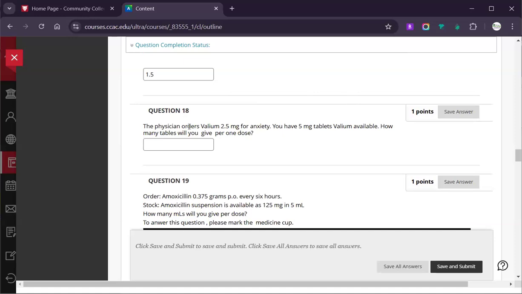For number 18, it says the physician orders Valium, 2.5 milligrams for anxiety. You have 5 milligram tablets of Valium available. How many tablets will you give per 1 dose? So this is that one where they don't want you to write half. If you write that, it'll be marked wrong, and the reason is because the key is written like this, 0.5.